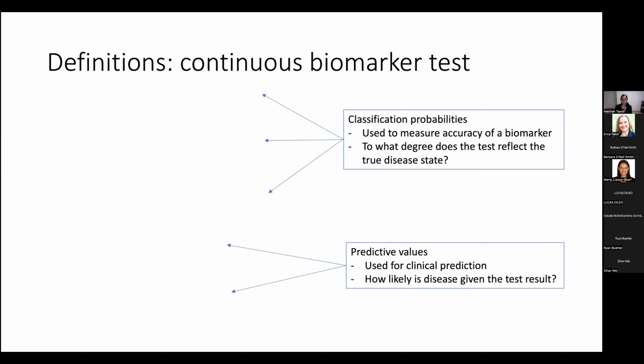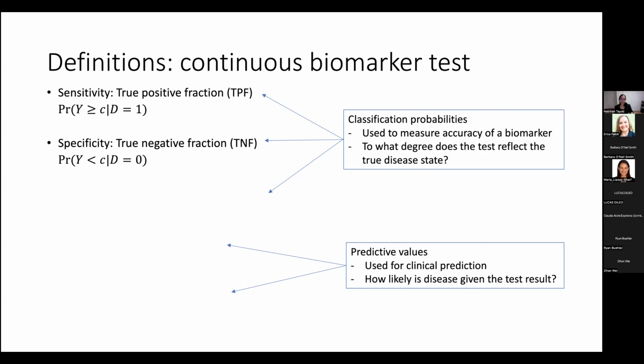That's how these definitions are now defined. It's taking this continuous biomarker and making a decision. So now you're saying, with a threshold C, if your continuous biomarker is greater than or equal to your threshold C, that's your test positive. And so what's the probability of having a biomarker at or above threshold C among those who have the disease? So we have equivalent basically definitions.